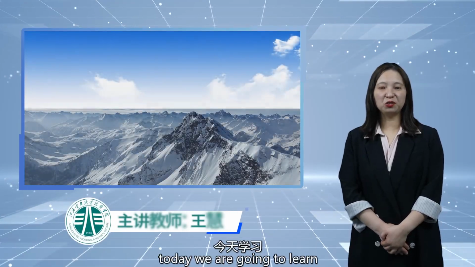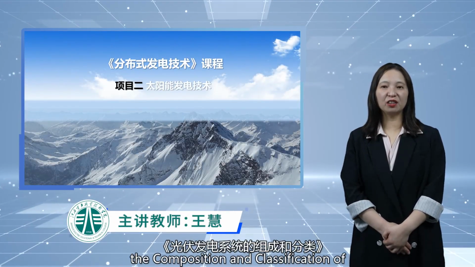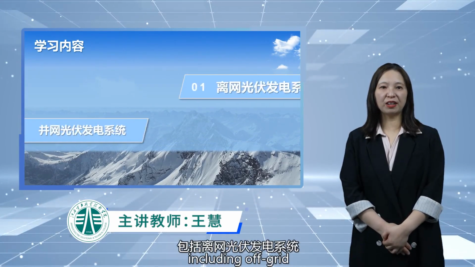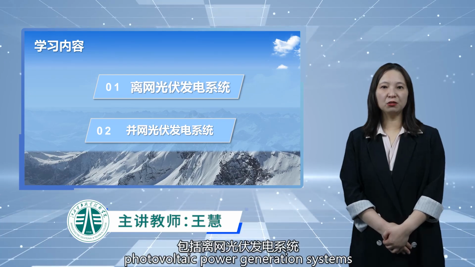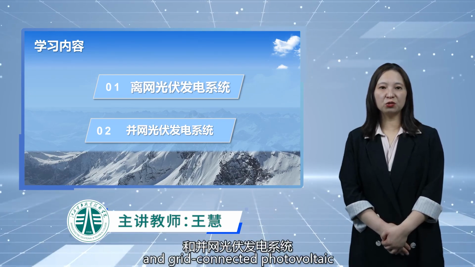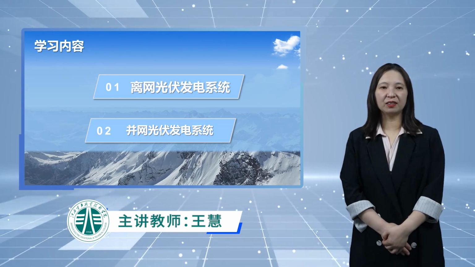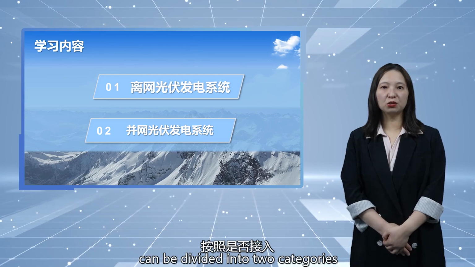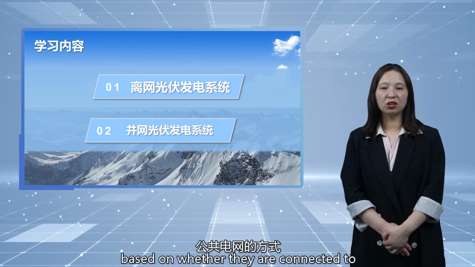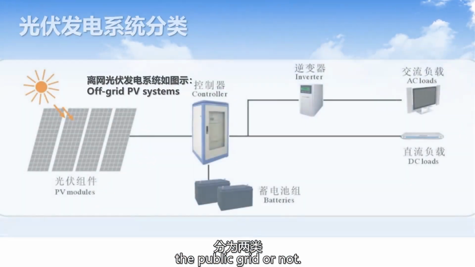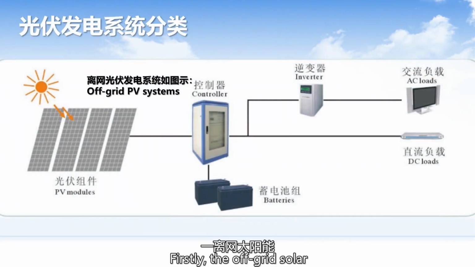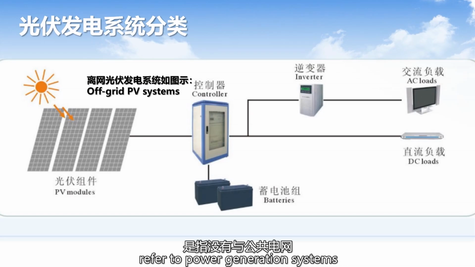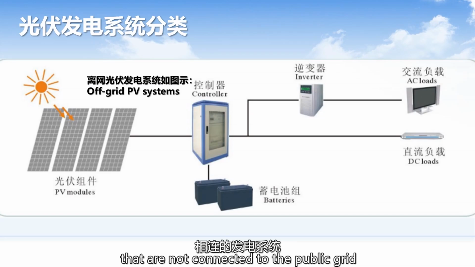Hello everyone. Today we are going to learn the composition and the classification of photovoltaic power generation systems, including off-grid photovoltaic power generation systems and grid-connected photovoltaic power generation systems. The solar photovoltaic power generation systems can be divided into two categories based on whether they are connected to the public grid or not.